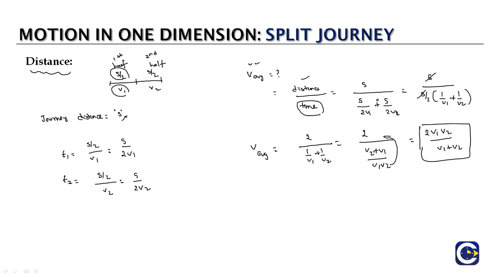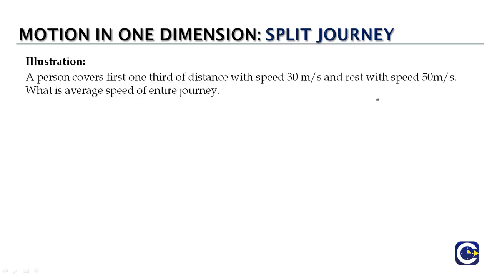Now what we'll do is we'll try and take a look at a different model of question in the split journey with regard to distance and see how we can apply this idea. Let us say for example we have a person covering first 1/3 of the distance with a speed 30 meters per second, and the rest, that would mean 2/3 of the distance, with a speed 50 meters per second. We need to find what is the average speed of the entire journey.